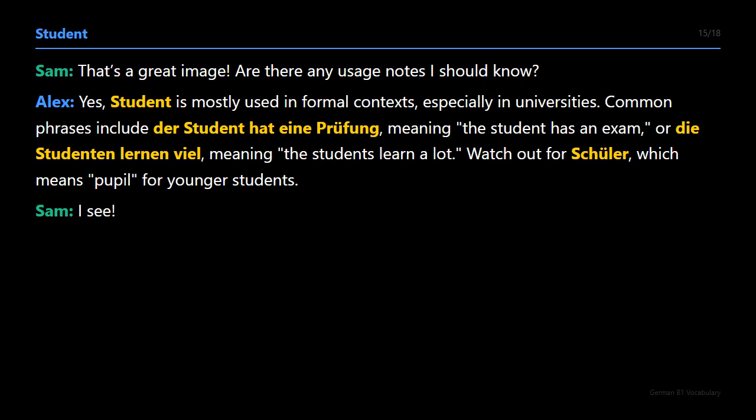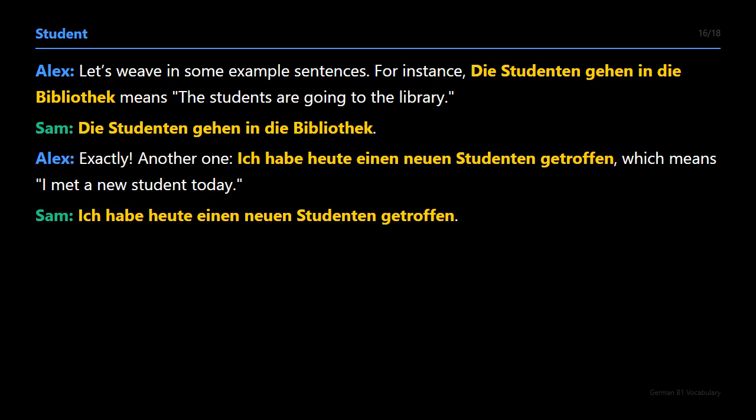I see. Let's weave in some example sentences. For instance, Die Studenten gehen in die Bibliothek, means the students are going to the library. Die Studenten gehen in die Bibliothek. Exactly. Another one. Ich habe heute einen neuen Studenten getroffen, which means I met a new student today. Ich habe heute einen neuen Studenten getroffen.